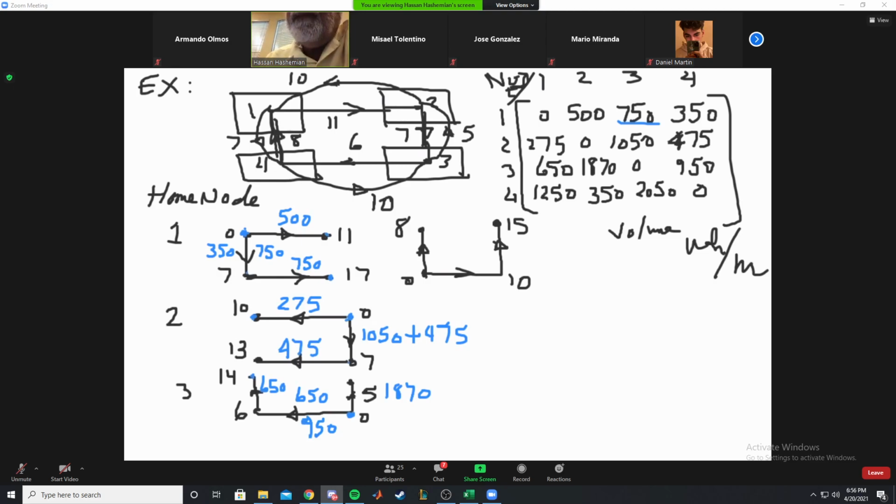And the last one from 4 to 1 is 1250. This is 4, this is 1, 1250. 4 to 2, 350. So 350 has to go here. 350 has to go here. And then 4 to 3. 4 to 3, I have to add 2050 to it, correct? So I assign the trips over my network, correct? Anybody has a question on this?